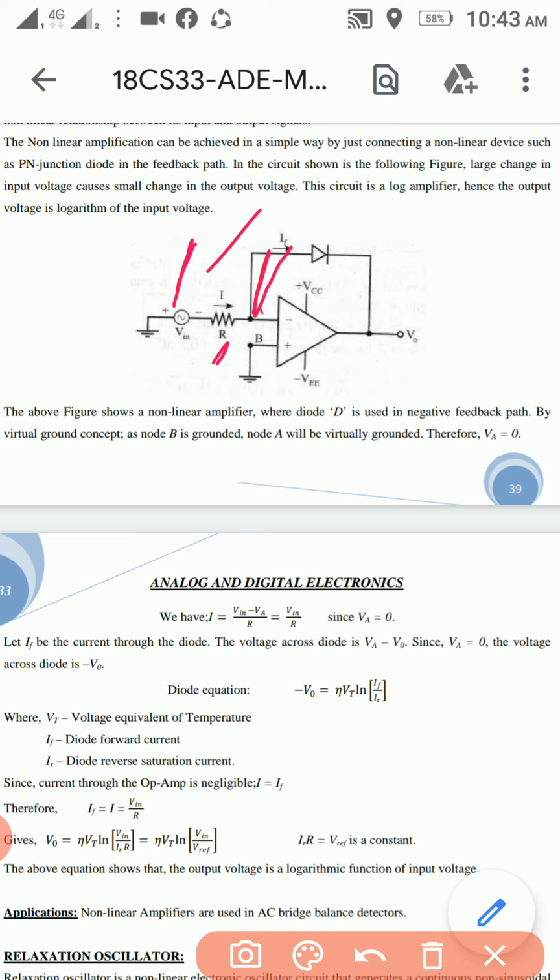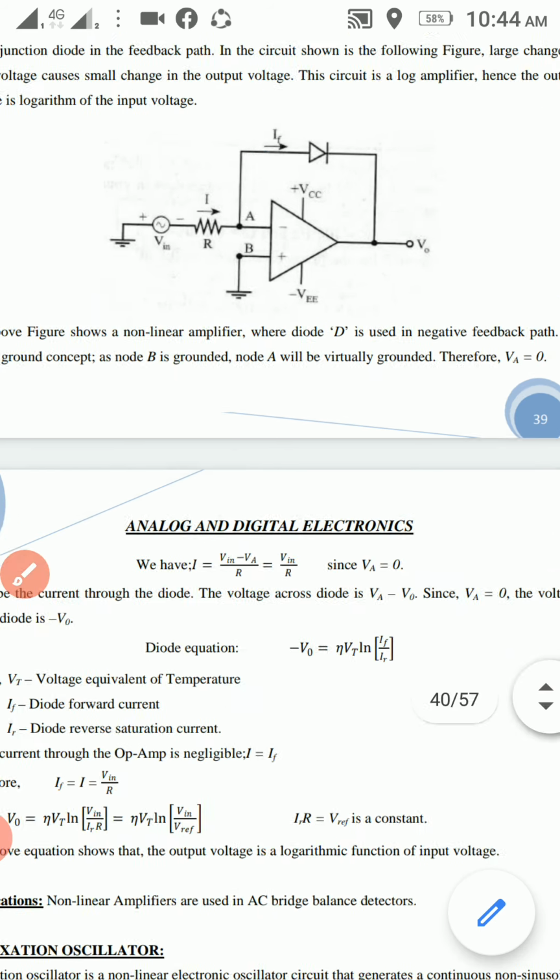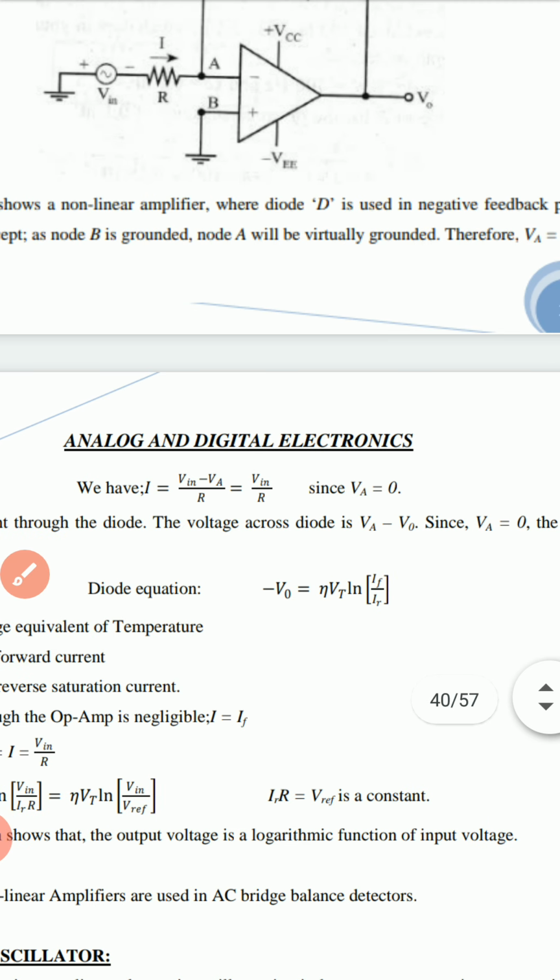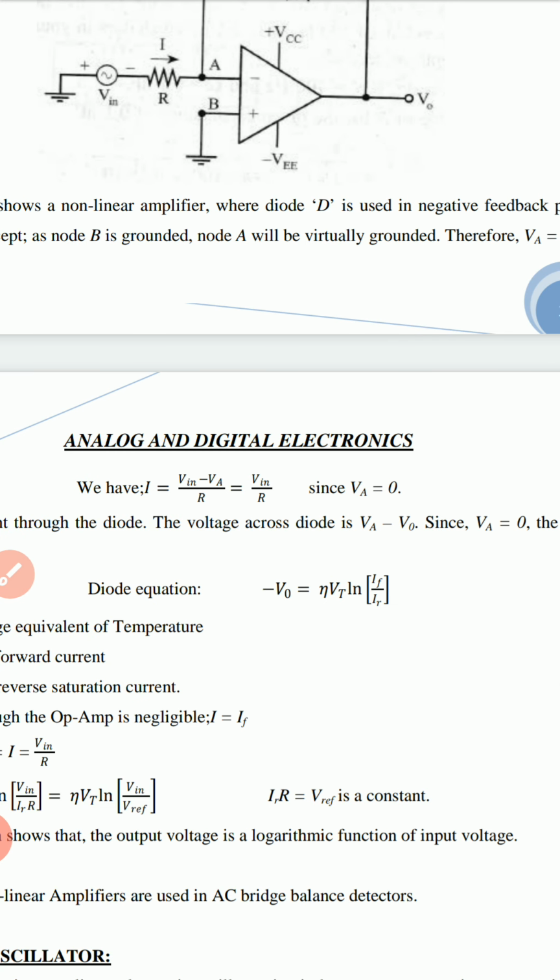But the thing is, VB is virtually grounded. The non-inverting terminal is grounded, right? So the voltage value at that point is 0. Even though VA is not grounded, it is virtually grounded, so VA is also 0. For that reason, the value of VA is always 0. For that reason, I becomes V in divided by R, because VA is 0.